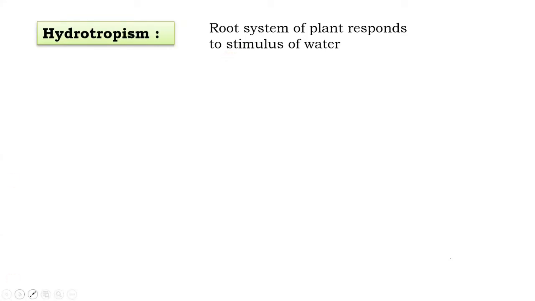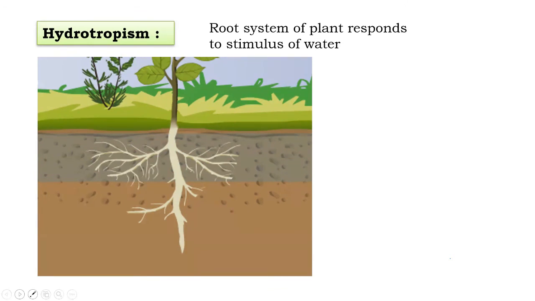Let's see more ahead further. So if you see, the more the water is there, the more the growth of roots will be in that direction. Manish has a question. He says, sir, according to gravitropism, why does a plant not grow inside the earth?